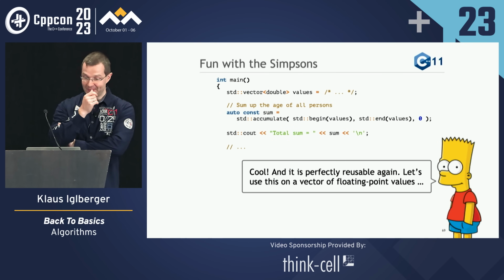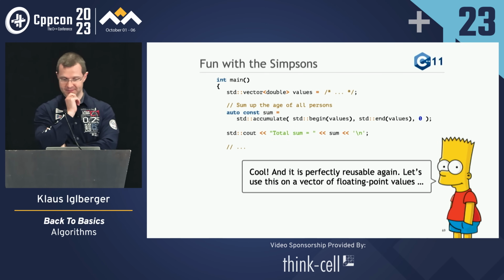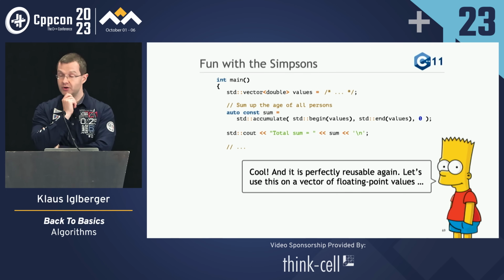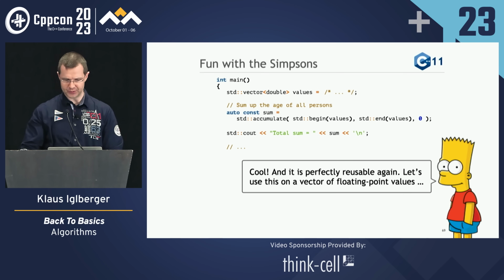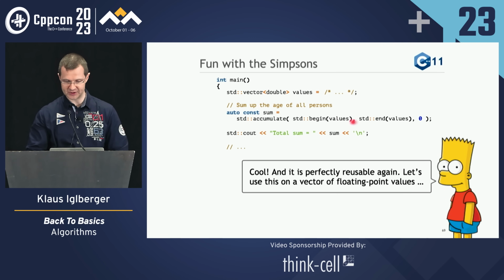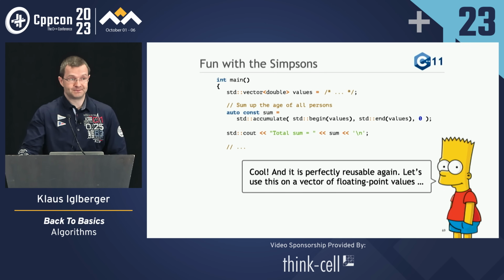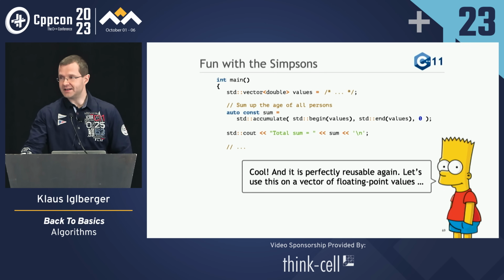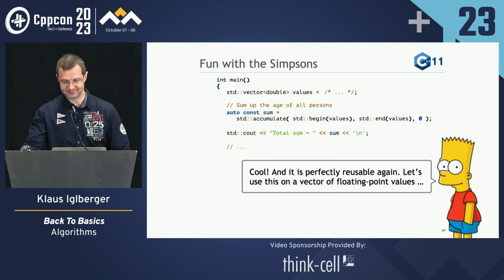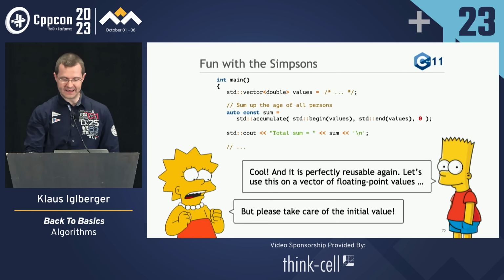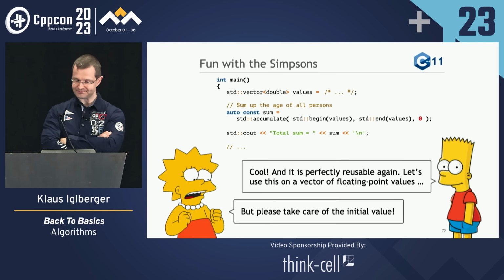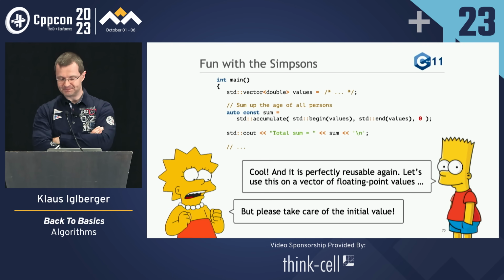Cool. And it's perfectly reusable again, of course. So let's use this on a vector of floating point values. And indeed, we now have a vector of doubles. And we just want to sum up all the doubles, yeah? Begin of the values, end values, 0. And there it is, another bug. It really happens easily. The initial value. The 0.